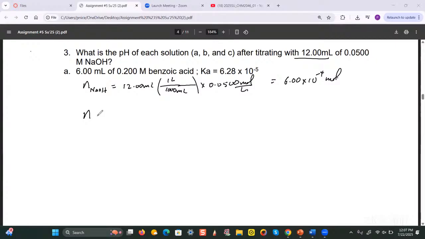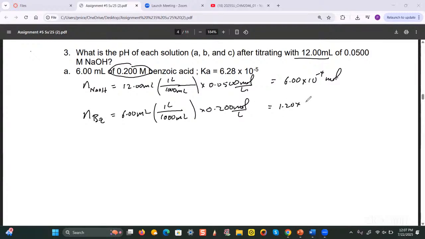And we do the same thing for the benzoic acid. I'm just going to call benzoic acid BZ. So the number of moles of benzoic acid is equal to the volume, which is 6.00 mL, times again the conversion factor to convert it from mL to liters, and then we multiply by the molarity, which in this case is 0.200 moles per liter. So let's do that calculation. 6 divided by 1,000 times 0.2. According to my calculation, rounded off to 3 sig figs again, this works out to be 1.20 times 10 to the minus 3 moles.